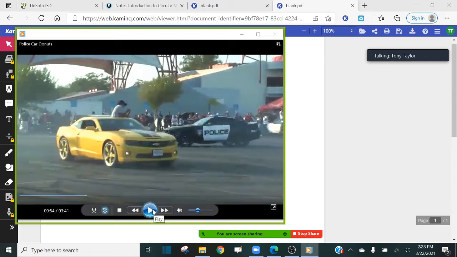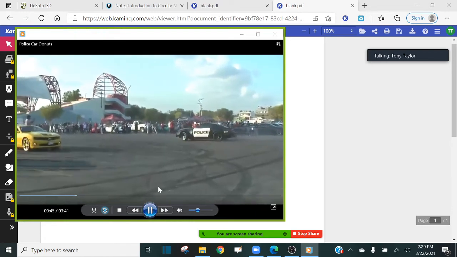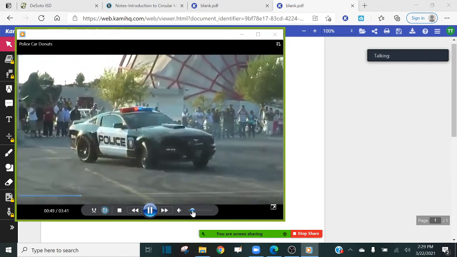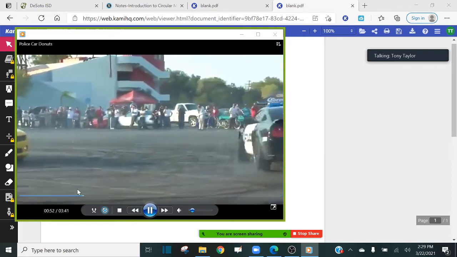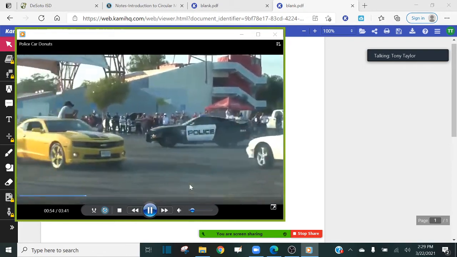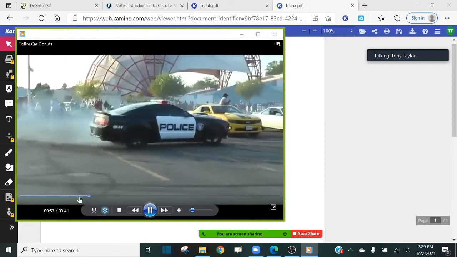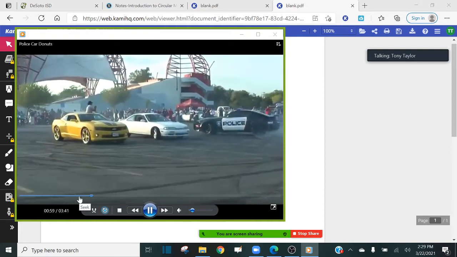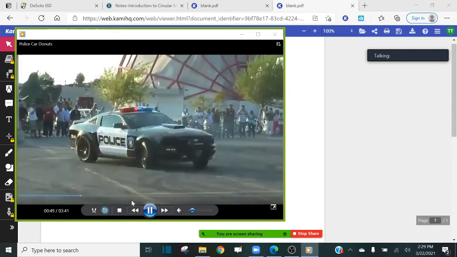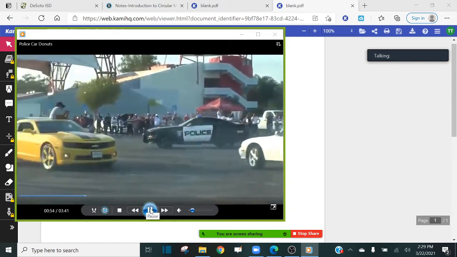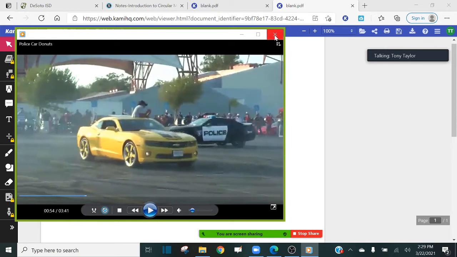So, in other words, anytime the car is doing a donut, it must have a centripetal acceleration. In this case, the frictional force from the tires is what's causing the object to have a centripetal acceleration. Okay, so everybody got that?